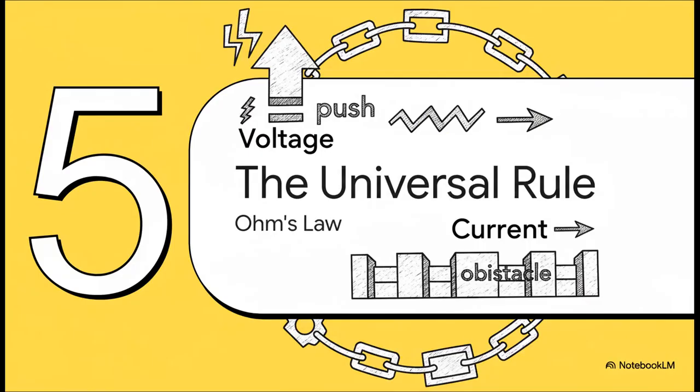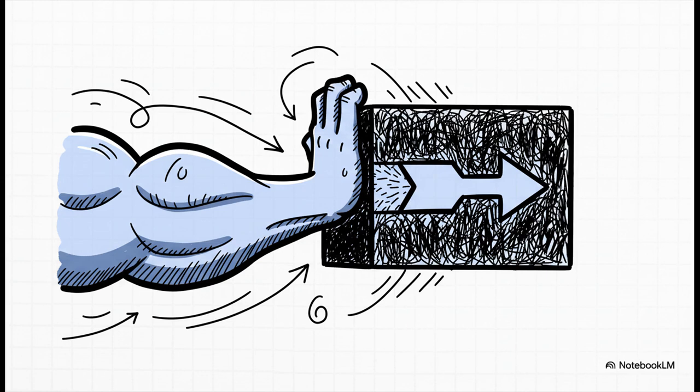All right, this is the moment we've been building up to. We've got the push, voltage, we've got the flow, current, and we've got the obstacle, resistance. The one universal rule that ties them all together, that's Ohm's law. This right here, V equals I times R, is like the celebrity equation of electricity. It's the fundamental relationship in pretty much every simple circuit.